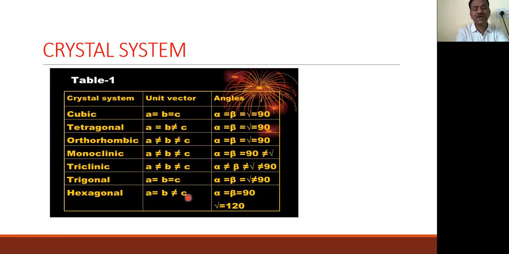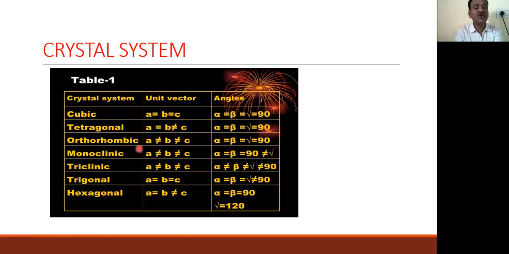You should remember them. You see, tetragonal: a equal to b, but b and c are not equal. Also alpha equal to beta, that is both are the same angle, and gamma is 90°. Alpha equal to beta equal to gamma equal to 90. These two are the same, but here b and c are not at all the same.